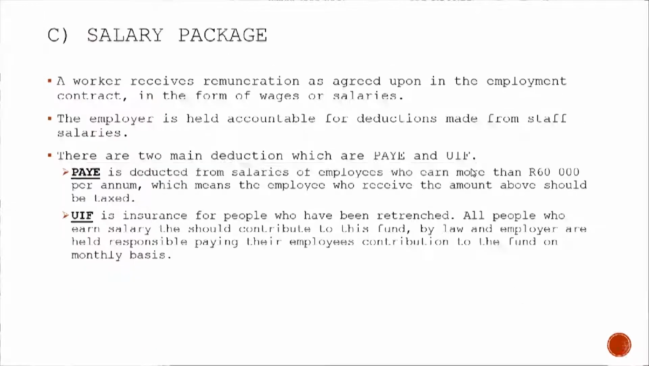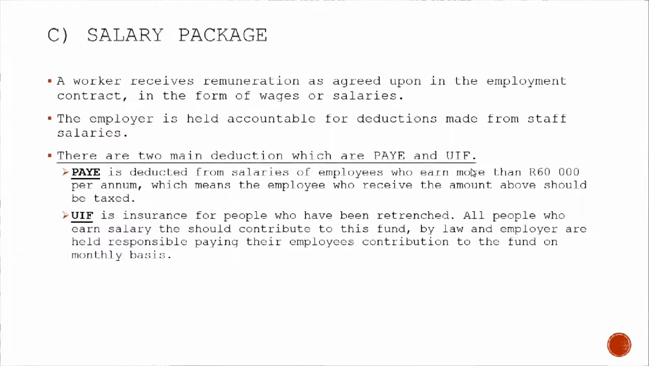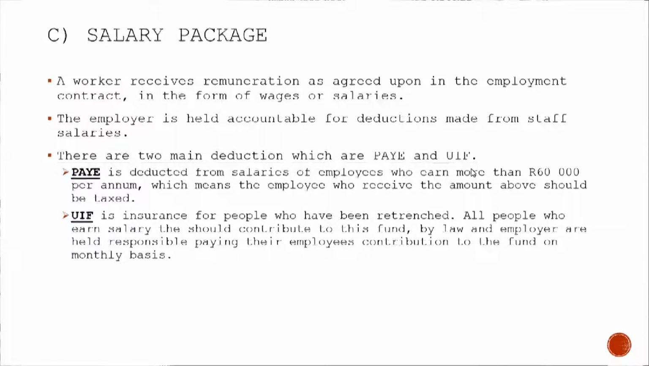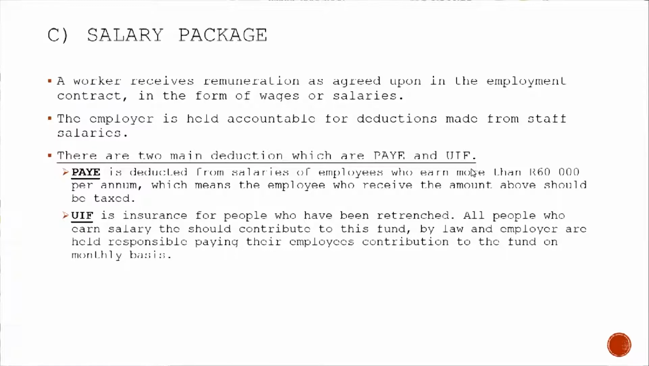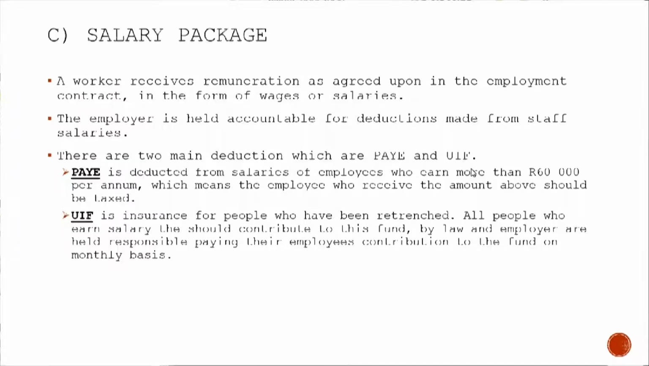We move to another slide where we are going to talk about the salary package. A worker receives remuneration as agreed upon in the contract of employment in the form of wages or salary. The employer is held accountable for deductions made from the staff salary. We also have two main deductions, which are PAYE and UIF. I'm going to start by talking about what PAYE is. It is the deduction from the salary of an employee who earns more than 60,000 rand per annum, which means the employee who receives an amount above that should be taxed.